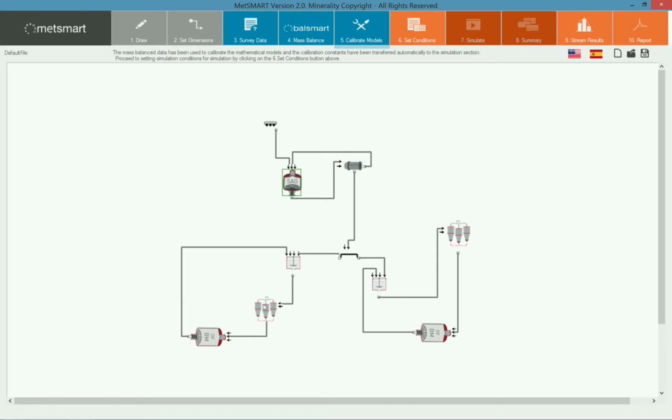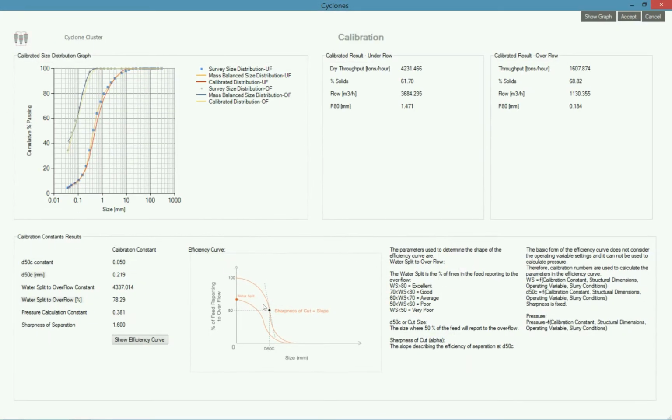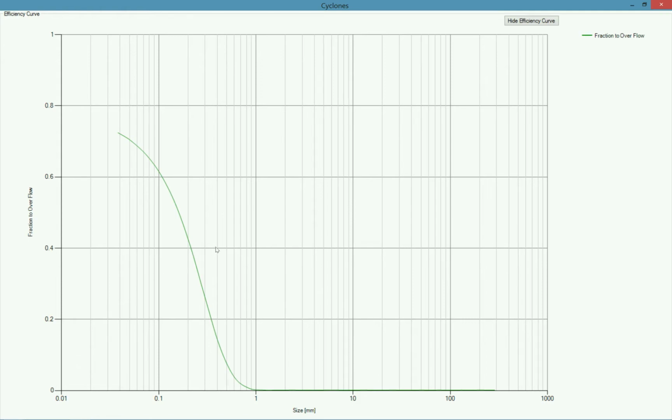I will check one more equipment piece, the cyclone, and here you will see that we had quite a good fit through the mass balance points. And here we will see the calibration constant results. Here, when we look at the efficiency curve, you will see that our water split was quite reasonable.